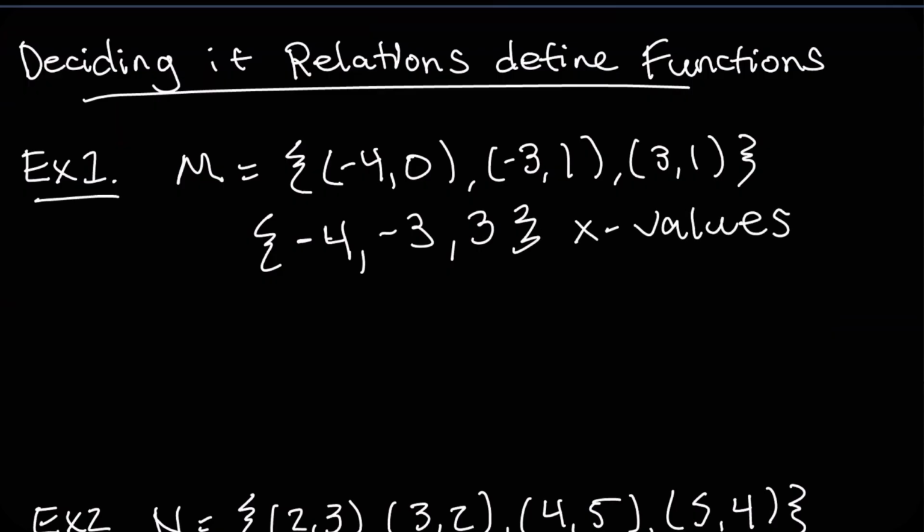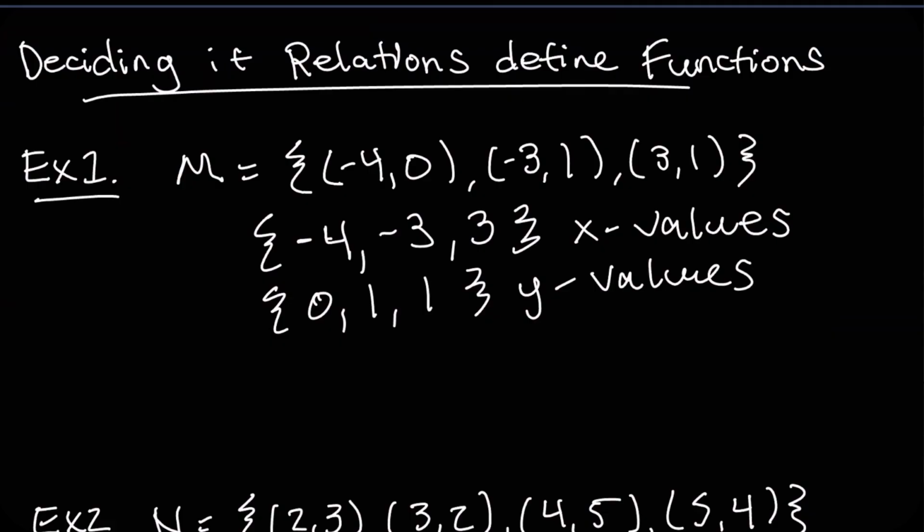Let's go ahead and map our y values out. We have a 0, a 1, and then finally another 1. And these will be our y values. And then we want to see what it's mapping to. So the -4 is going to map to the 0, -3 maps to the 1, and then the 3 maps to the 1. So we have an x assigned to each of the y's. So we'll go ahead and say that m is a function.